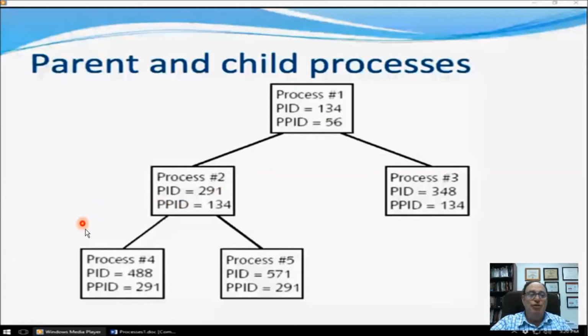Process number 2 spins off 2 more processes, number 4 and number 5. They have process IDs of 448 and 571. But again, notice the PPIDs are 291 for both of these because they were both started by process 291.